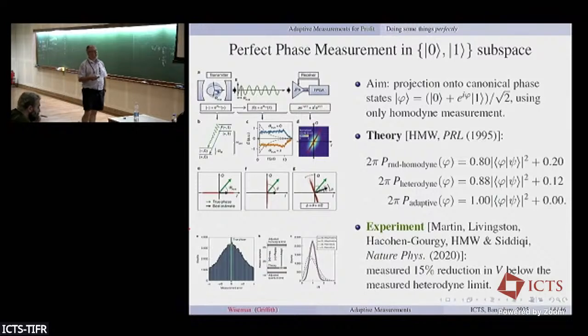All the other experiments I've talked about used optics. This is using a superconducting system. And so yes, this is the adaptive measurement being done here.